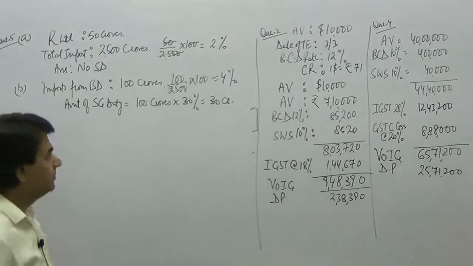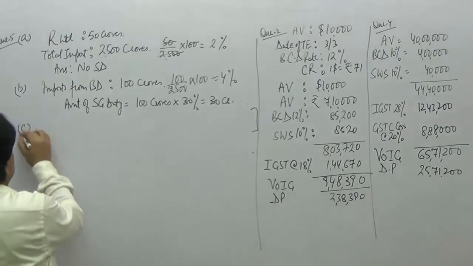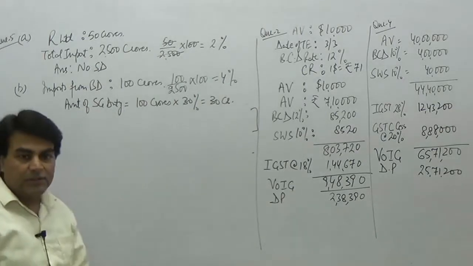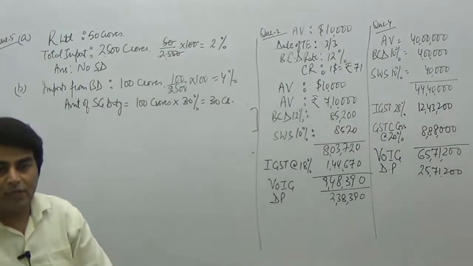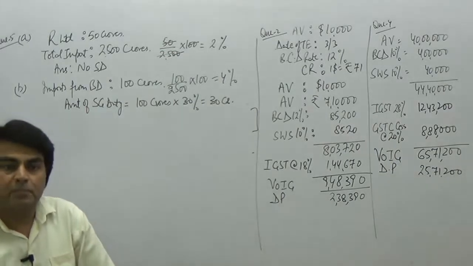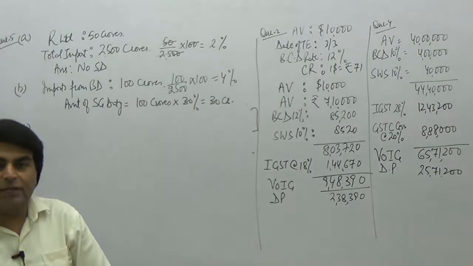Point number C. Point number C says that all other facts given in A remain the same. What would be the answer with the additional information?